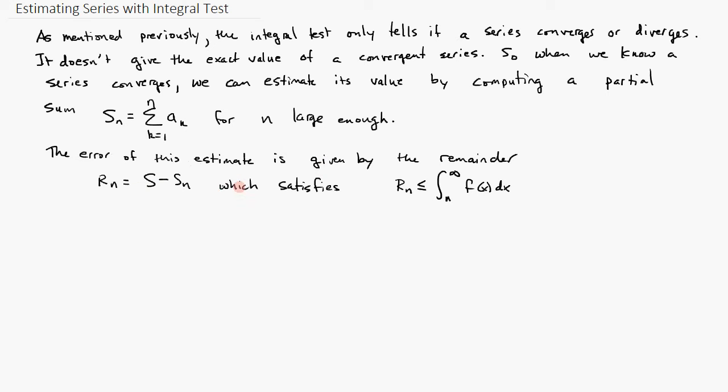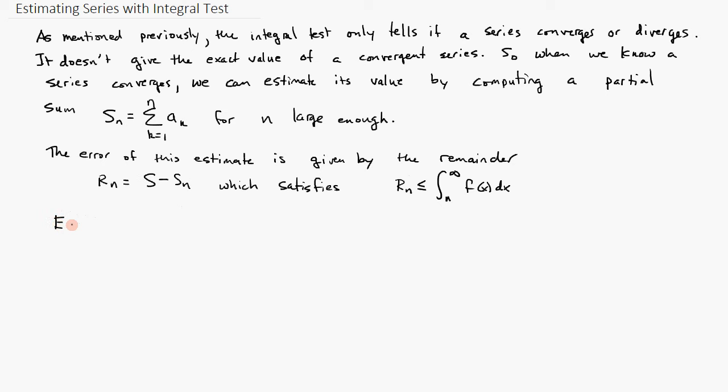And so the remainder of the series is given by this inequality. The remainder is less than or equal to the tail end of the integral. The tail end is when you integrate from n to infinity of f of x dx. So for large values of n, the estimate is going to be better, and the tail part of the integral is going to be smaller, and so the error is going to be smaller.